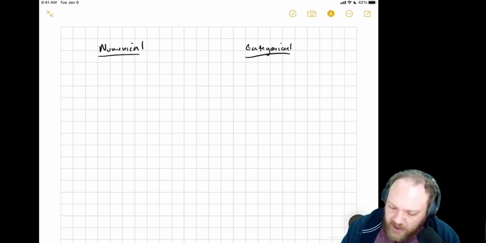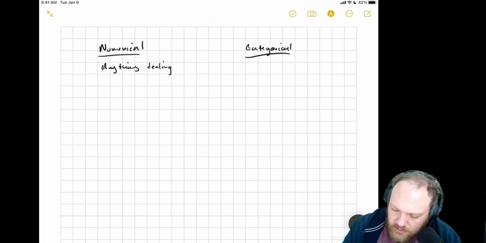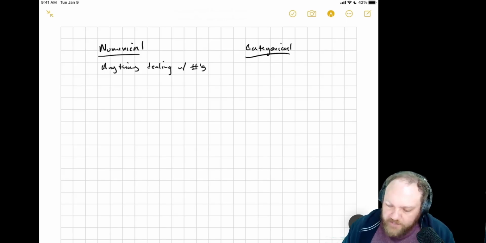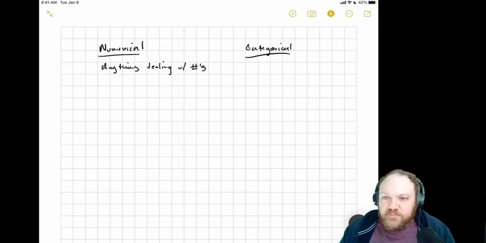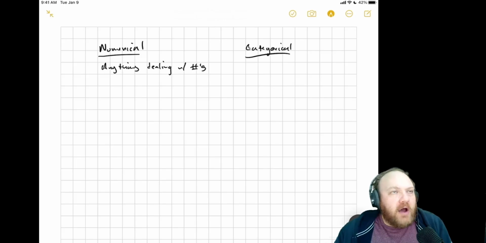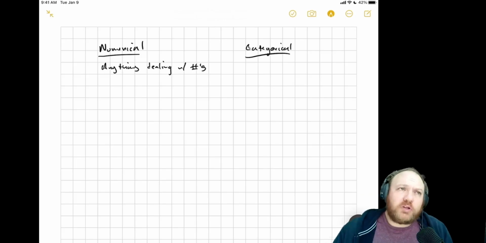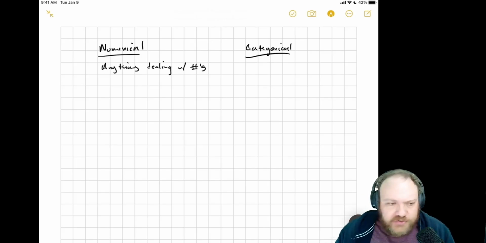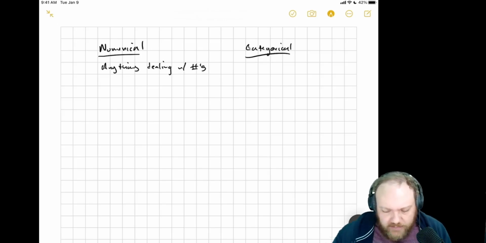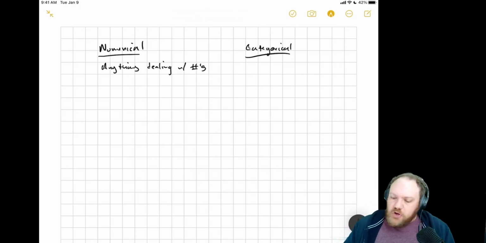And if we think about numerical data, right, we're talking about anything dealing with numbers, right? So this could be the number of wheels on a car, the amount of money in a bank account, someone's height measured in centimeters, right? Anytime that we're talking about numbers, we're talking about numerical data.